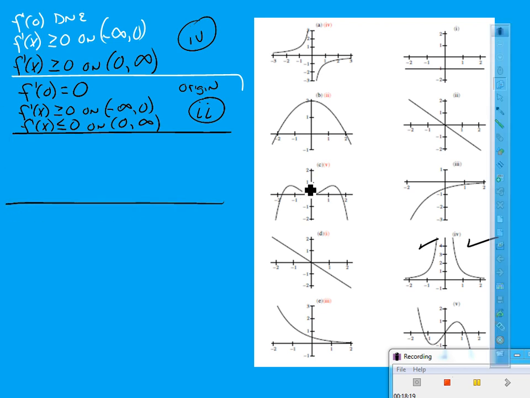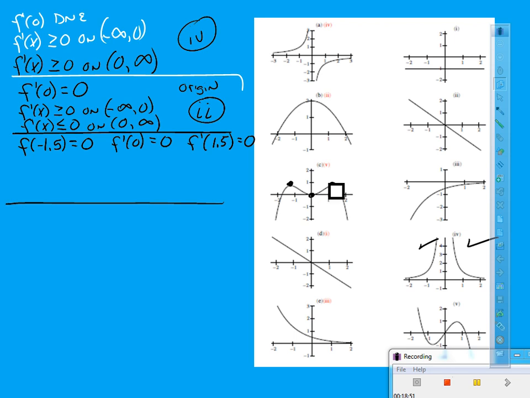Here's my information for my third one. Some things that I know. It's going to be 0 at this point, and this point, and this point. So that's some things that I know right off the bat. So I know that f of negative 1.5-ish is 0. I know that f prime of 0 is 0. And I know that f prime of 1.5 is 0.